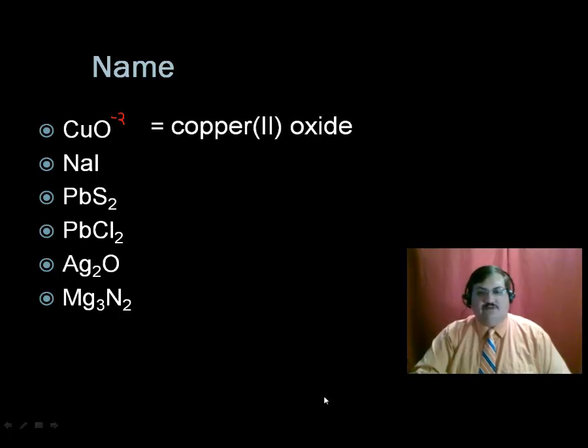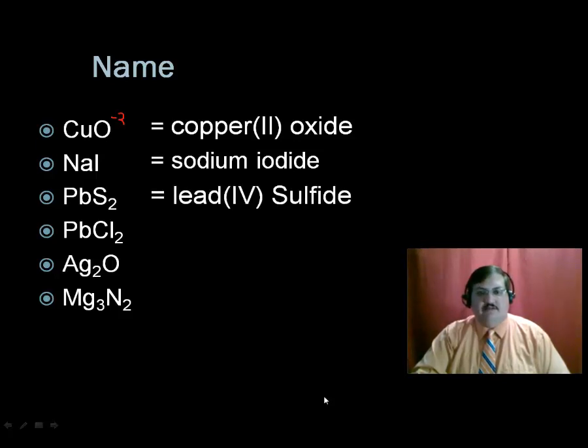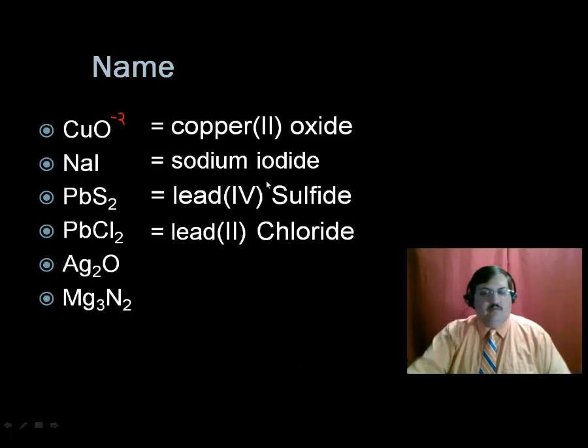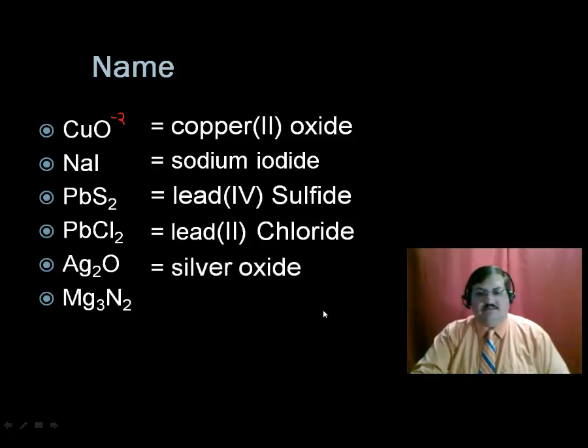The first one is going to be copper 2 oxide. Remember, copper is a transition metal, so you're going to need to add that Roman numeral. The next one is going to be sodium iodide. Take iodine, and you take off the -ine, you put -ide. The next one is going to be lead 4 sulfide. Then we're going to have lead 2 chloride. Remember, these Roman numerals are not telling me how many leads I have, nor how many of the nonmetal I have.